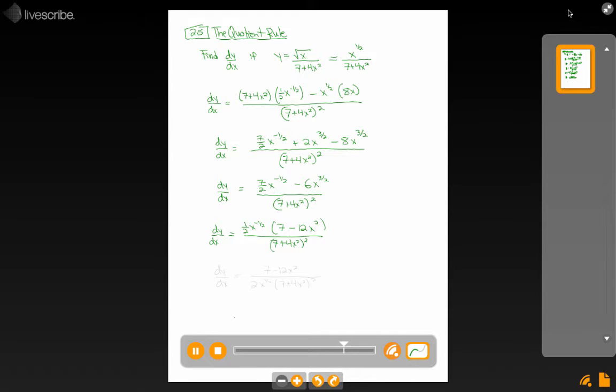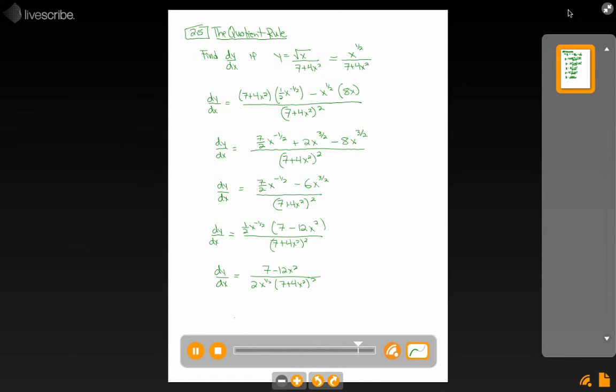Last thing you might do, or probably should do, is realize that this 1/2 x to the minus 1/2, both those things can go in the denominator, so you're left with just 7 minus 12x squared on top, and you can say 2x to the 1/2 times 7 plus 4x squared on the bottom.